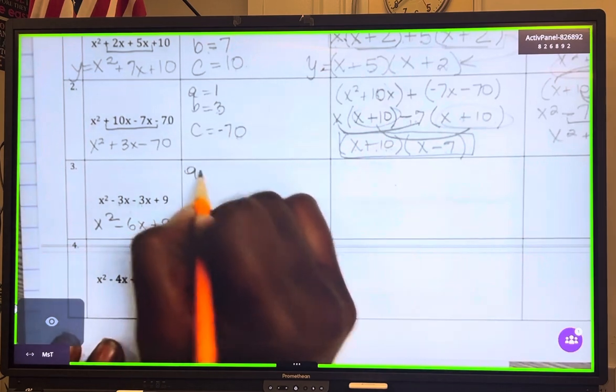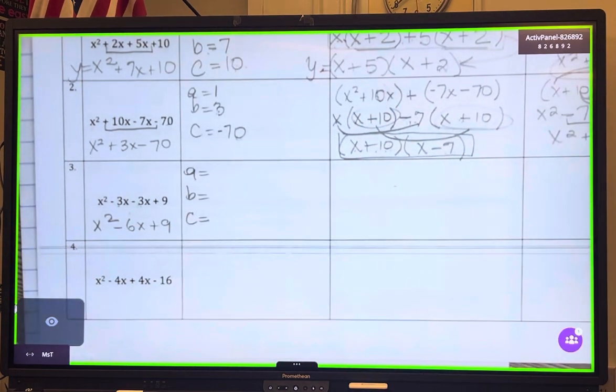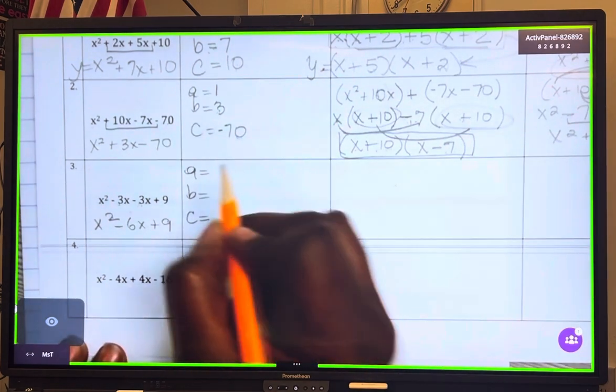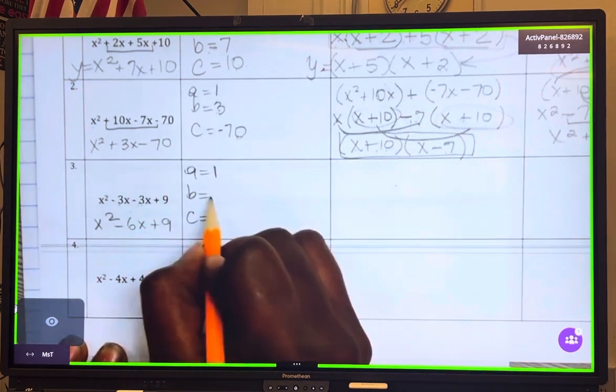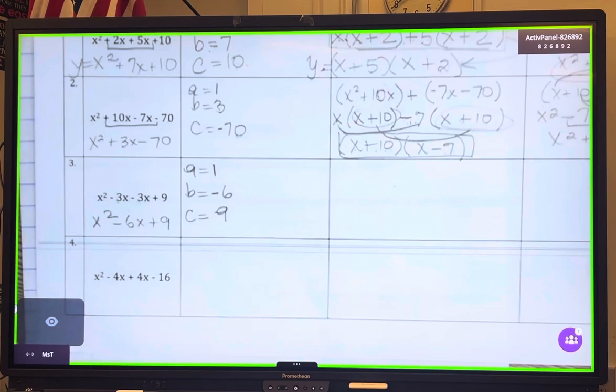So we got A equals, B equals, C equals. Shlini, ask me a question. You good? Okay. What's my A? 1. What's my B? Negative 6. What's my C? 9. We ready? Yes. All right, let's go.